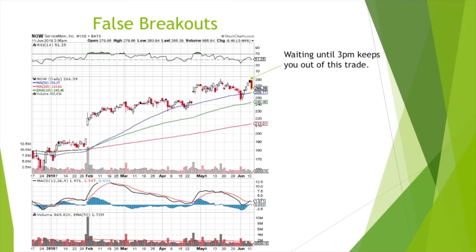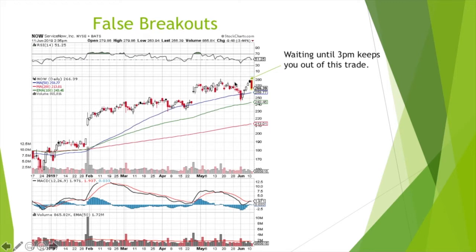False breakouts. So let's look at ServiceNow here. You see on this black candle on this day, the breakout level was around 280. Intraday it rose above 280, and later in the day it was closing way below 280. So this is why we don't make trades early on.